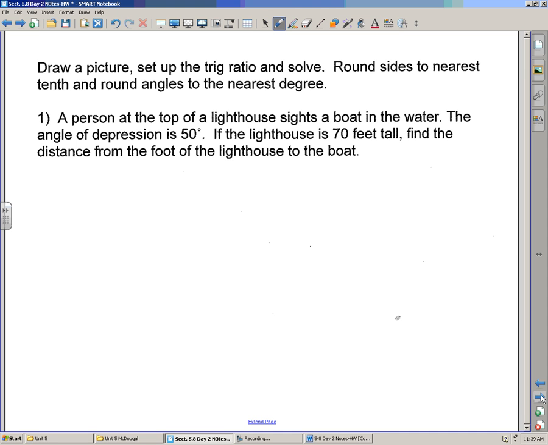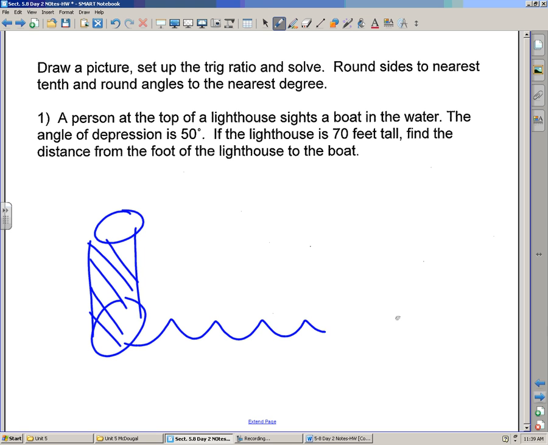So I've got a lighthouse. I'm going to draw some sort of lighthouse, nothing fabulous, but we've got this lighthouse that's right here. The lighthouse is in the water. Here's a boat that's in the water. Well, I can create a right triangle. Oh, we've got a person. I forgot the person. So I've got the person that's up here.